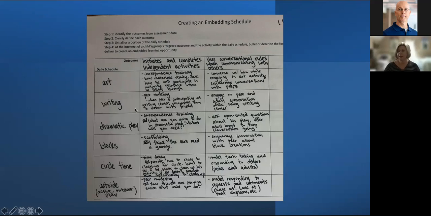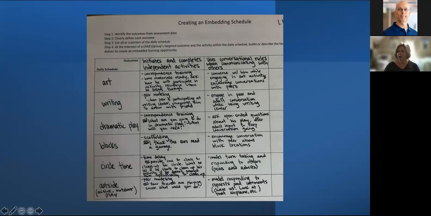And then in the corresponding blocks, she's listed the strategies that could be used for teaching that skill within that activity. So for initiate and complete independent activities, the teacher has said that she would use peer modeling. And she said, when peer is participating at the writing center, encourage him to share, I think, with friends. And then to use conversational rules when communicating, during the writing center, it says engage in peer and adult conversation while using writing center.